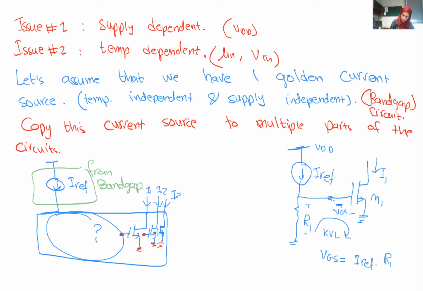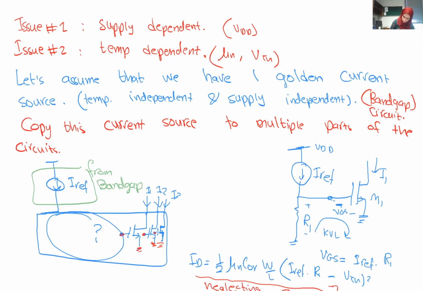So ID will equal half mu1 COX W over L times (IRF multiplied with R1 minus V threshold) squared. Now remember, in all of these, we are neglecting lambda, or assume lambda equals 0.